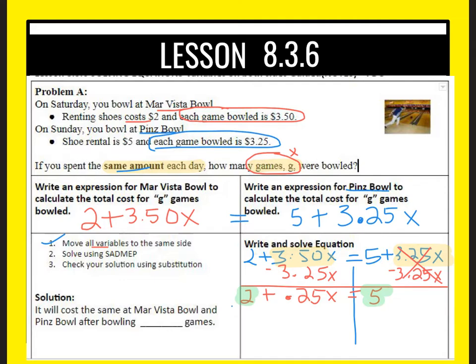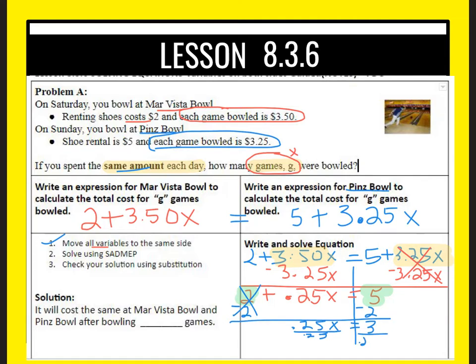Positive 2 means I have to do the inverse of that and subtract 2 on both sides. Since I'm dealing with an equation, there's my zero pairs. And 0.25x equals 5 take away 2, which is 3. So my final step, to undo multiplying 0.25 times x, the number of games, I'm going to do the inverse and divide by 0.25 on both sides.